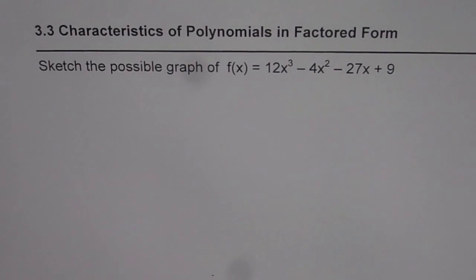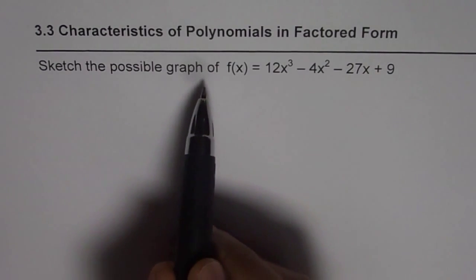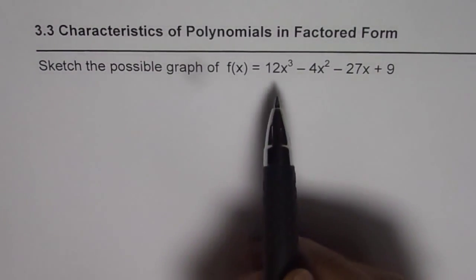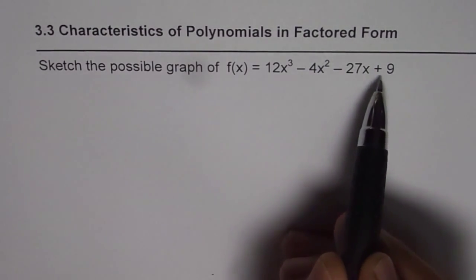I'm Anil Kumar, and here in chapter 3.3, Characteristics of Polynomials in Factored Form, let us try to see how to graph a function when given in standard form. We'll explore more about graphing functions in standard form in coming chapters, where we are going to learn factoring techniques and polynomial division. Now here the question is, sketch the possible graph of f of x equals 12x cubed minus 4x squared minus 27x plus 9.